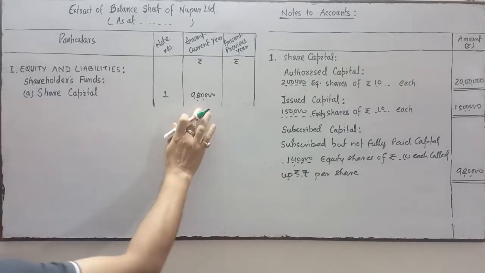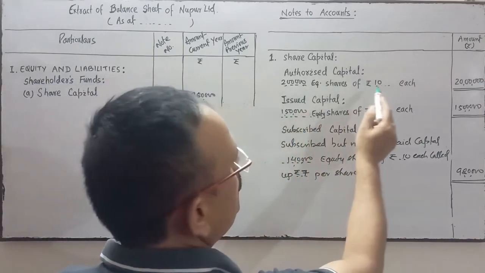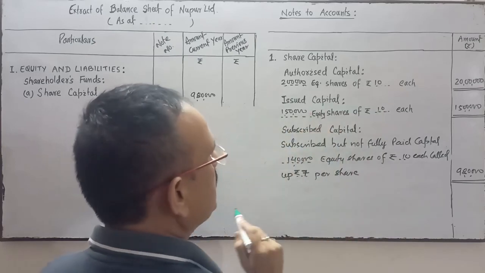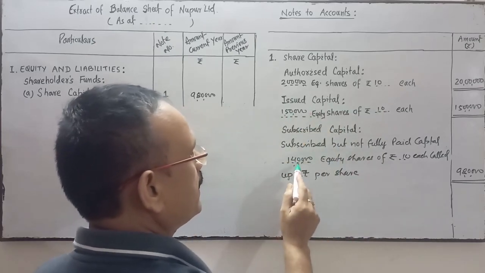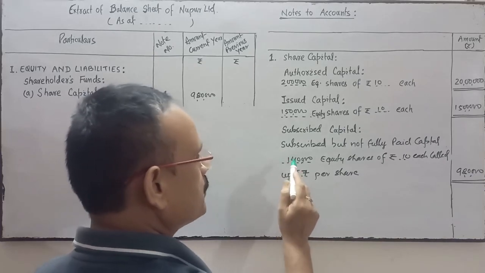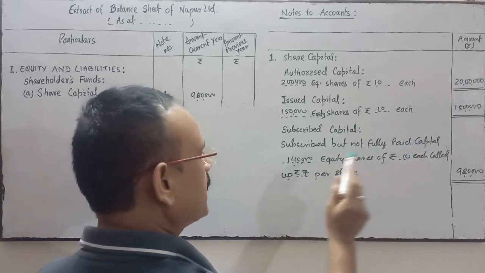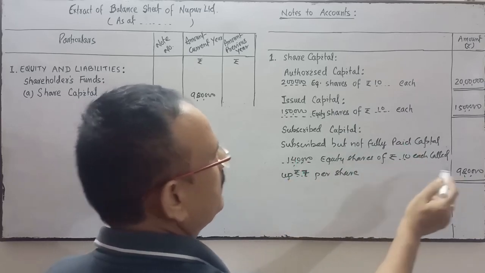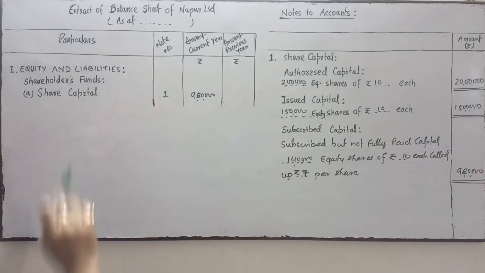9,80,000 over here. So authorized capital is 2 lakh into 10 per share. 1,50,000 into 10 is the issued capital. Subscribed by the public is only 1,40,000 shares of rupees 10 each, and the director has called only rupees 7 per share. So 1,40,000 into 7, this amount will reflect over here in the note number 1.